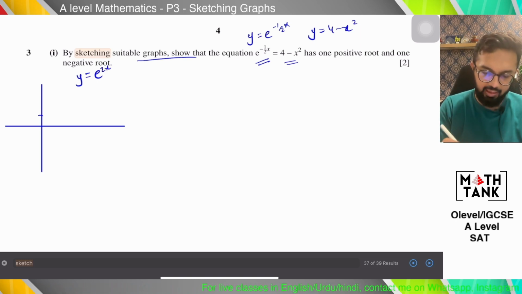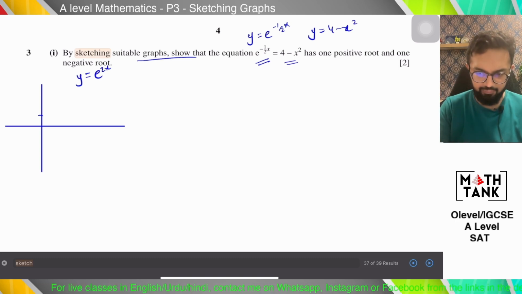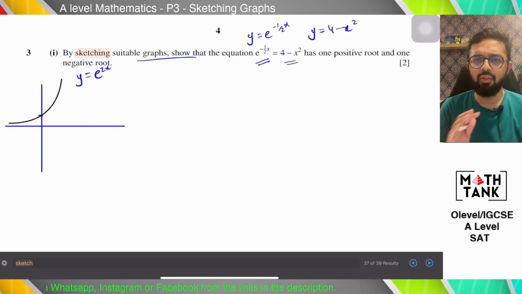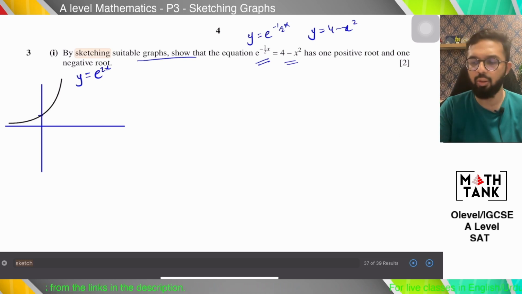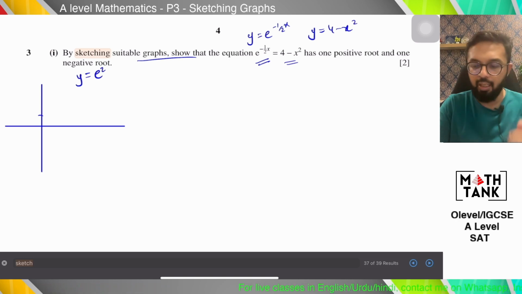E power 2x, if you remember the transformations from AS, simply means that the graph is going to shrink. So it's going to go rapidly up, but I have never seen an exam where you would be asked to differentiate between something going rapidly up or not. The two things that are important are that the sign should be correct and the shape should be correct.